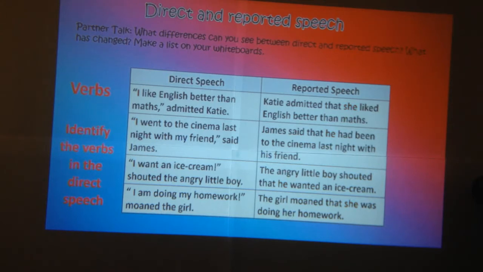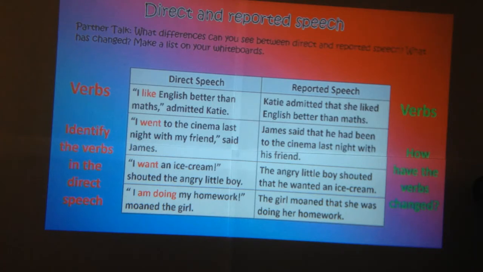Using the same sentences, what we also should see is the differences between the use of verbs in direct speech and reported speech. In red you will see in direct speech: I like, I went, I want, I am doing. Now looking at reported speech, how have the verbs changed? I'm going to give you a second to see if you can notice it.